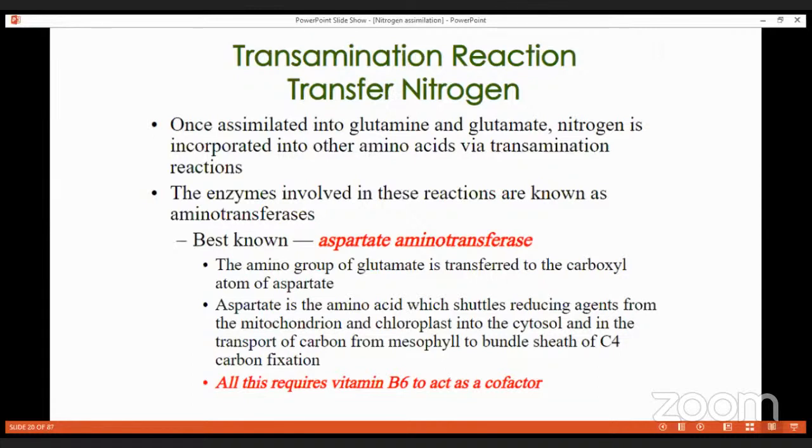first 4 carbon molecule is oxaloacetic acid. Then the aspartate pathway is involved, where all these intermediates will be there, and aspartate aminotransferase will be converting different amino acids. And the important thing is that all this process requires vitamin B6 as the cofactor. As you know, enzymes require cofactors for their specific working.